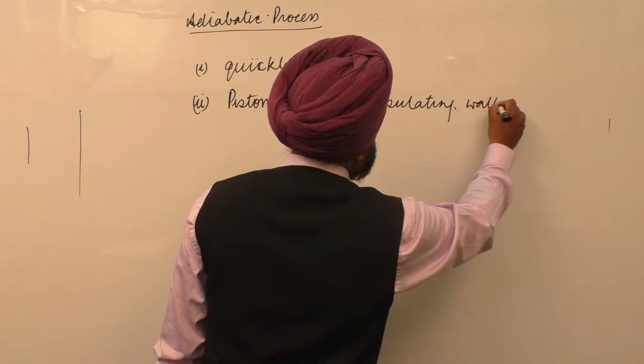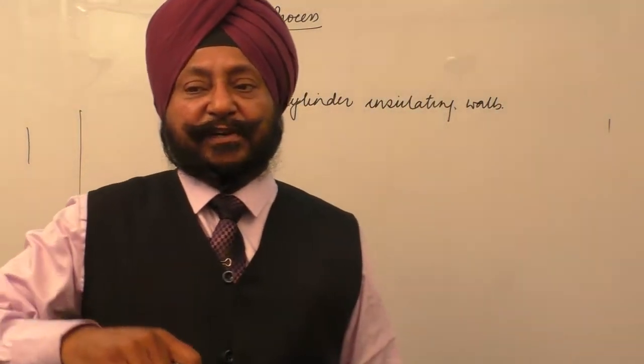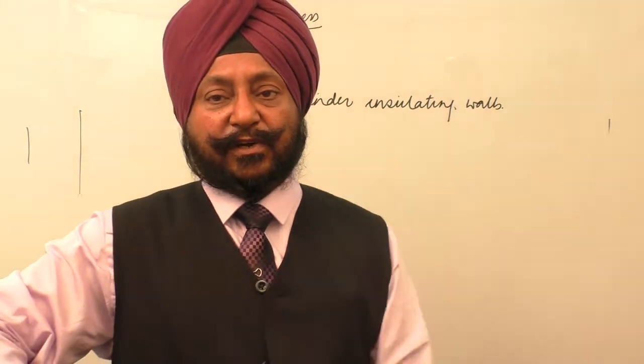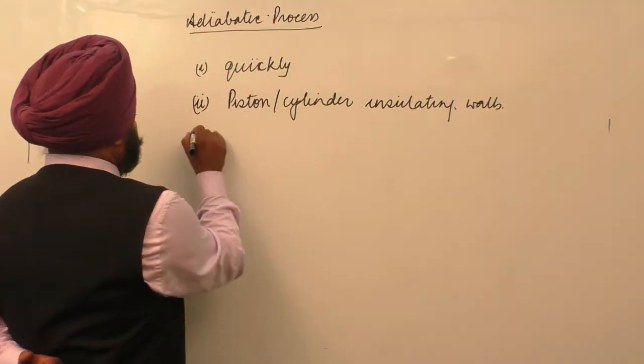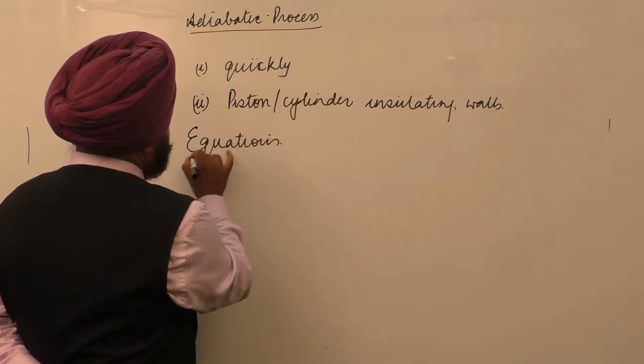That means they should be perfectly insulating. If they are not perfectly insulating, then there will be exchange of heat. So there should not be any exchange of heat for this process to take place. Now, what are the equations of this process? We have already talked about the equation.